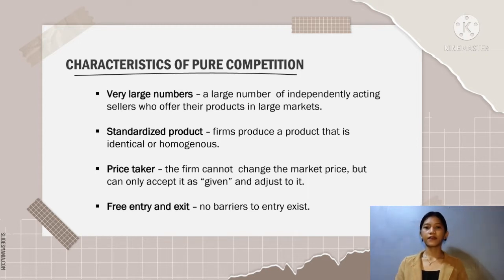And lastly, free entry and exit. There are no barriers to entry and exit. There are no legal, technological, financial, or other obstacles that prevent firms from entering or leaving a competitive market. These characteristics are key in determining that in the long run, firms have no economic profit as the price would eventually equal the minimum ATC, or average total cost.